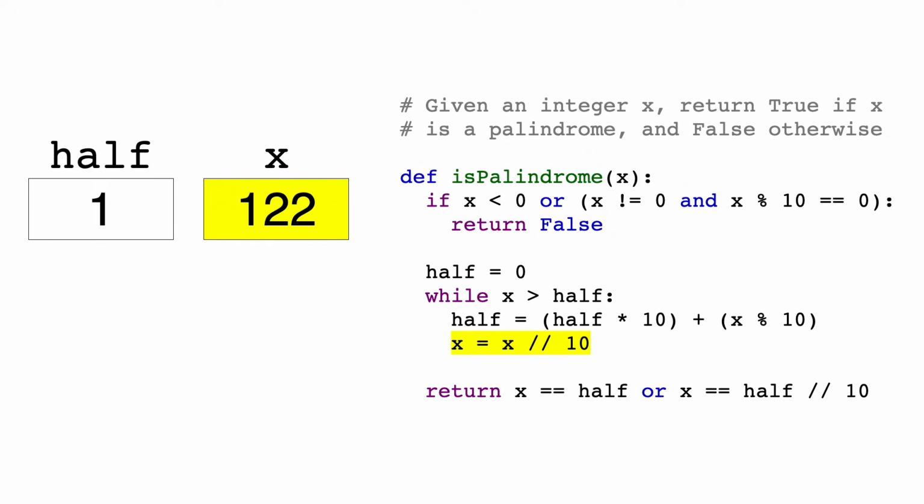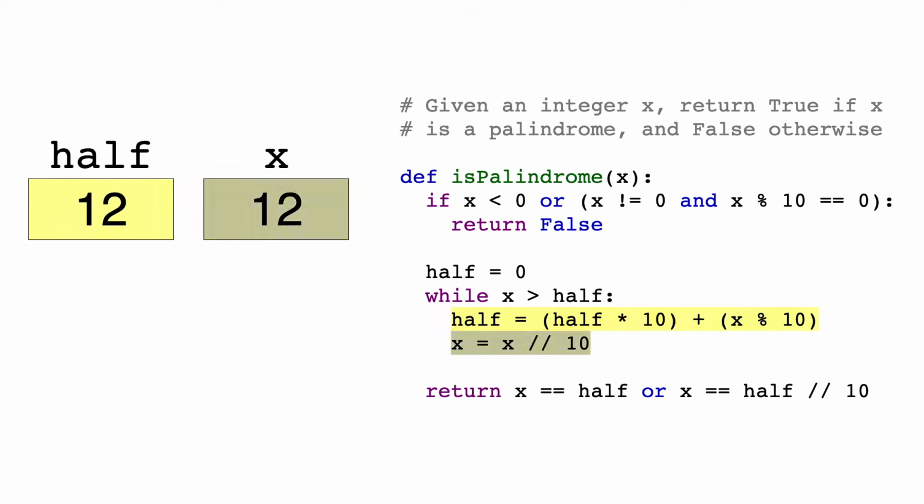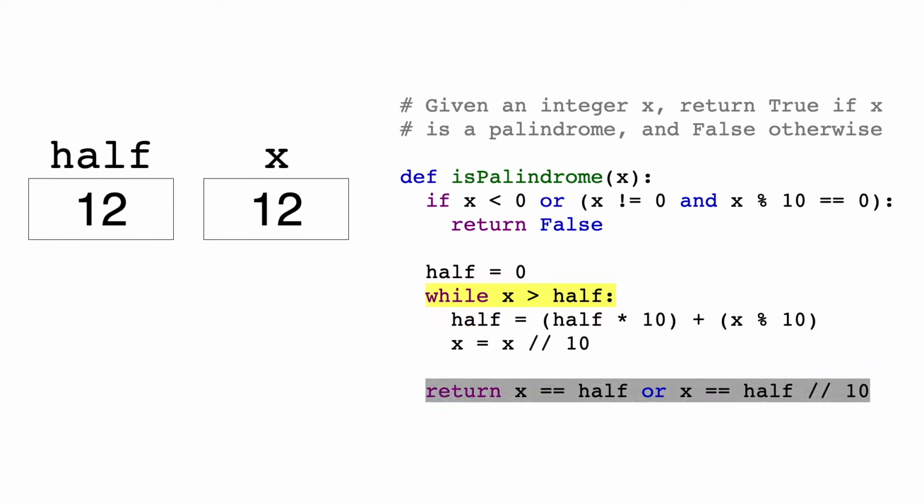Now 122 is larger than 1, so we'll loop again. First, we'll multiply half by 10, so 1 times 10 is 10. This is so we can make room for the digit that we're about to transfer. Next, we'll do 122 mod 10, which is 2, and add that on. So now half is 12. Next, we'll do floor division with 10 again to update x, and 122 divided by 10, rounded down, is 12. At this point, 12 is not greater than 12, so we'll exit.